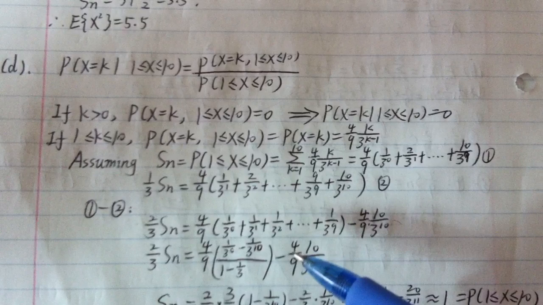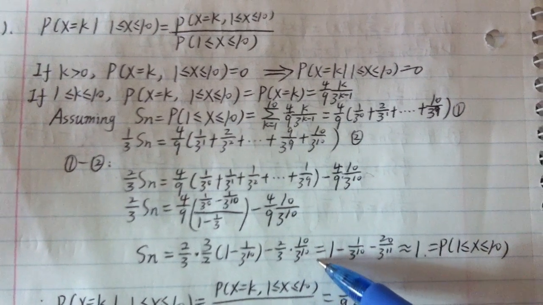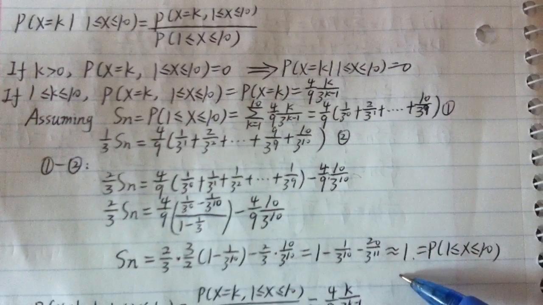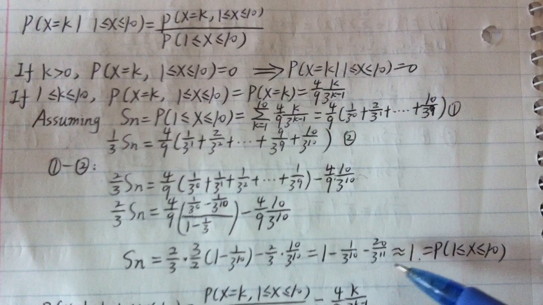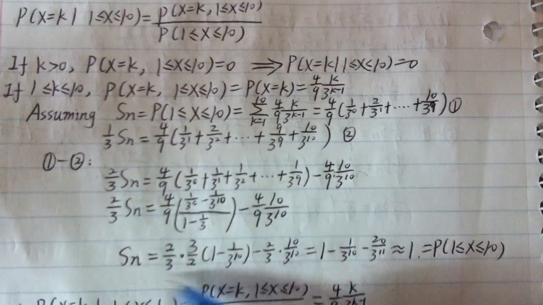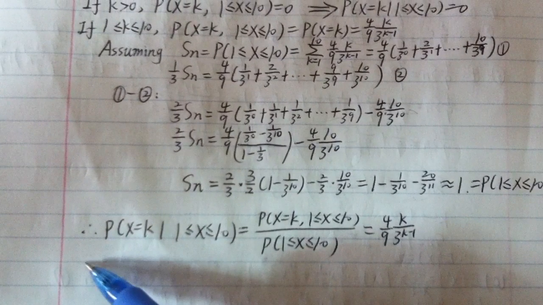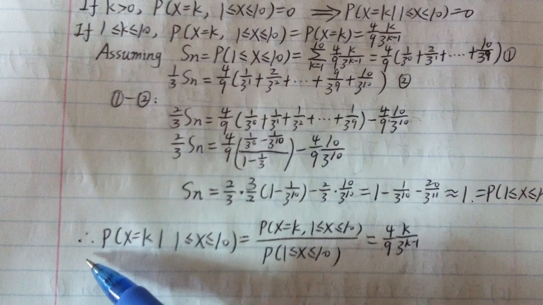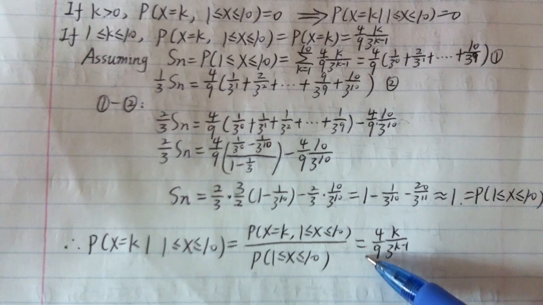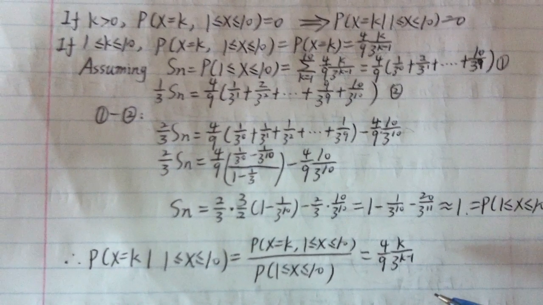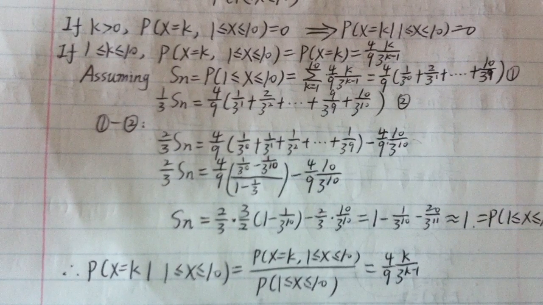So we can use the formula of the sum of the geometric series and we get this one. We can figure out Sn equals 1 minus this one, and this one tends to 0, so Sn tends to 1. So finally we know the conditional probability equals this expression. This is the solution to question 1. That's all. Thank you.